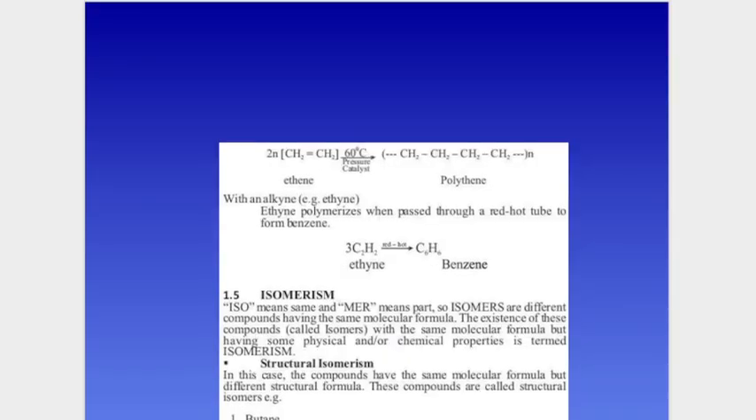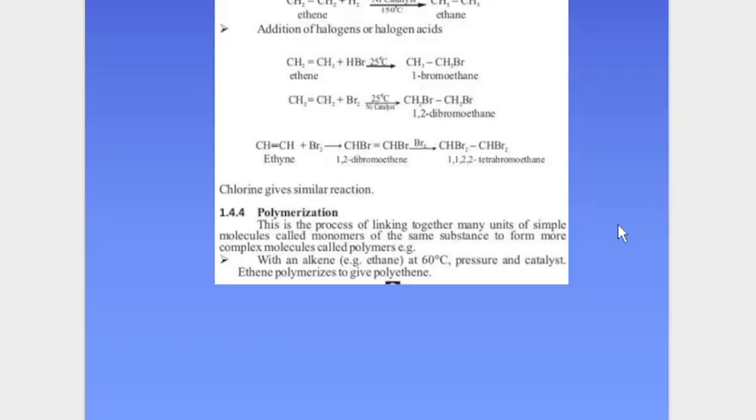In the case of polymerization, it's important to take note of the fact that it occurs in alkenes, and not every alkyne can undergo polymerization. The only polymerization that is occurring in alkyne is the polymerization of ethyne to form benzene. So take note, alkenes have the ability to undergo polymerization, but in alkynes, the only alkyne that undergoes polymerization is your ethyne. And when ethyne is polymerized, it forms benzene. Ethene polymerizes to form polyethene, propene polymerizes to form polypropene, and the rest of them.